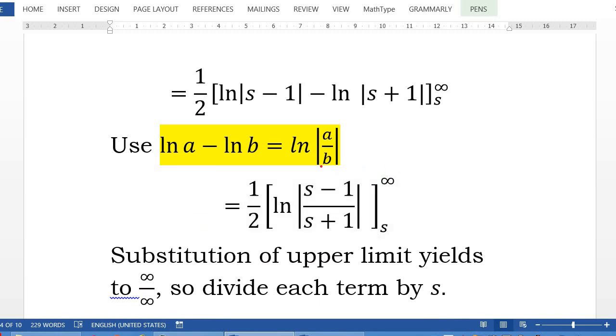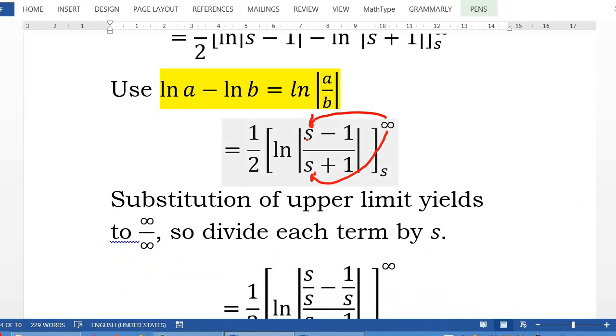Okay, if we directly plug in the upper limit, we have ln of infinity minus 1, of course you get infinity, and then this is infinity plus 1. So it looks like the form of infinity over infinity, but outside you have ln, so I'm not sure what the result is. So to evaluate the upper limit substitution, what we do is divide each term in the ln here by s.